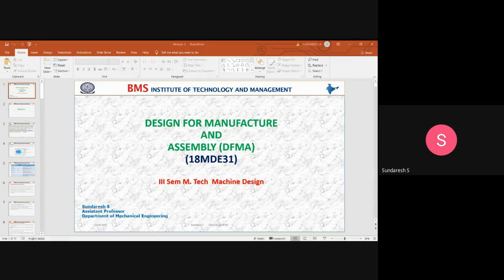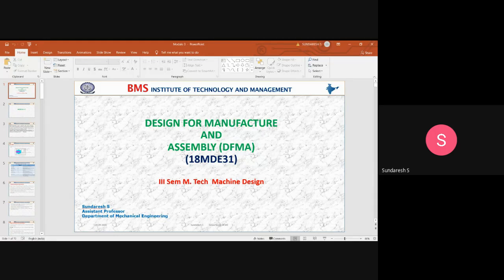So in module 3, we have very important concepts to discuss. Why? Because in module 1 we discussed only the basic concepts, which are very much required for us to design a component for manufacturing and assembly, right? From module 2 onwards, module 2, module 3, module 4, we will be completely discussing the actual concept of design for manufacture.